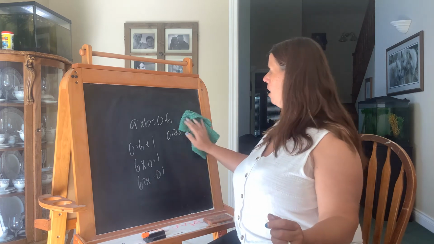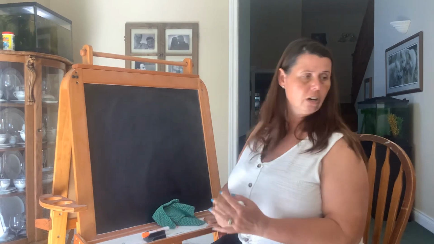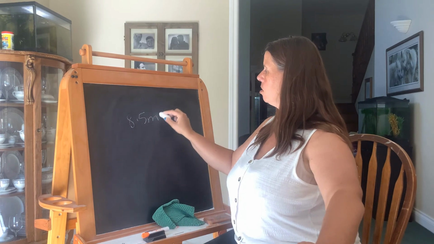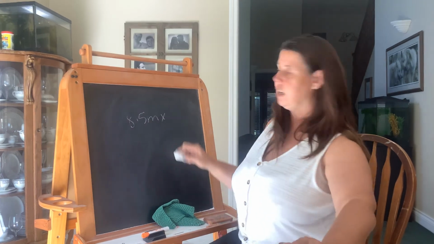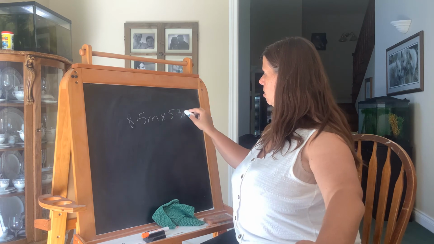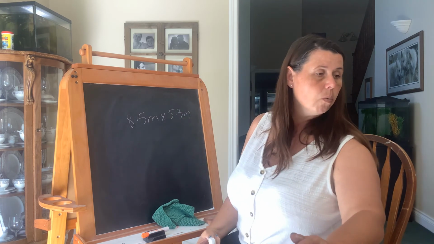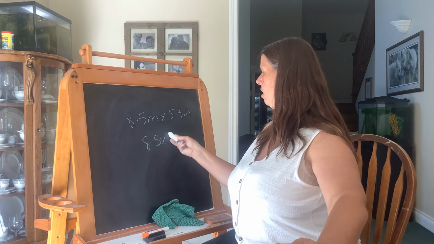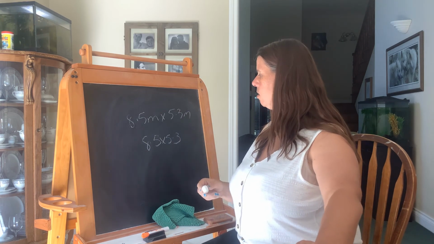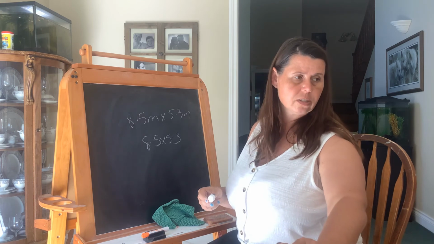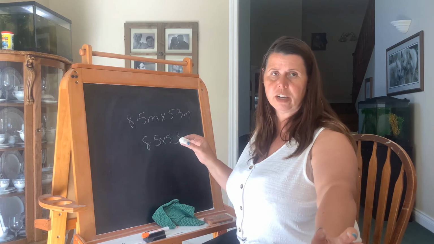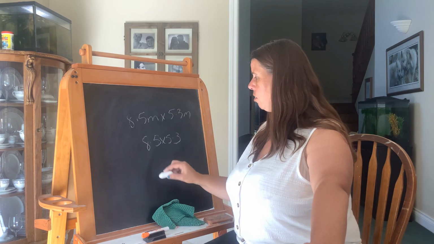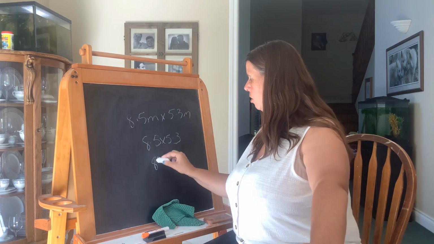A yard has dimensions, somebody's yard, of 8.5 meters by 5.3 meters. It's not a very big yard. What is the area of the yard? Well, it's 8.5 times 5.3, right? So you've got lots of ways that you can solve that. It doesn't tell you what you have to do, so you do what you want. You can multiply it, you can pretend that they're whole numbers.